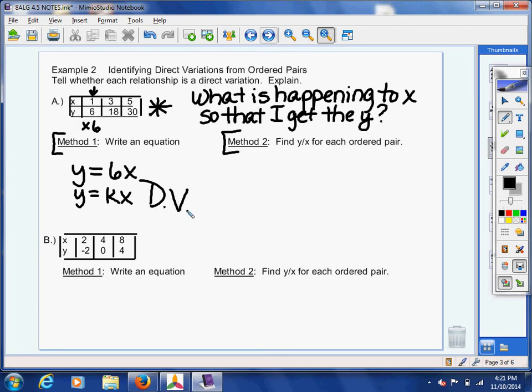You could actually create an equation and just match it up and see if it matches the y equals kx equation. That's not my first choice, but it may be yours. Actually, method 2 is my first choice on the table.